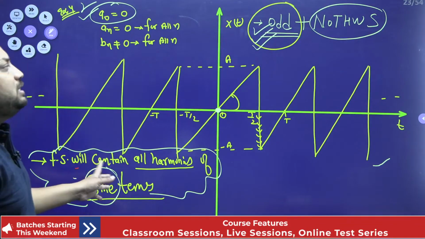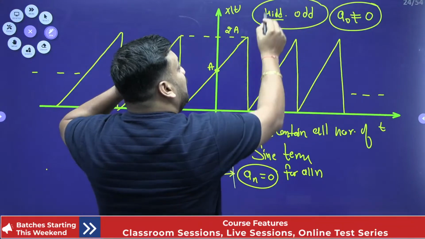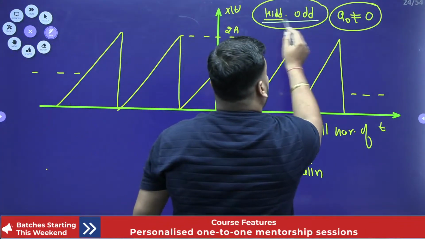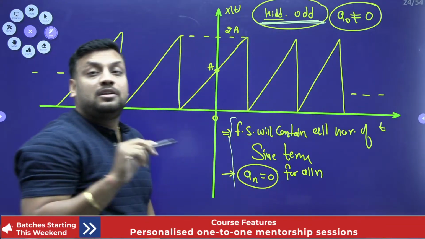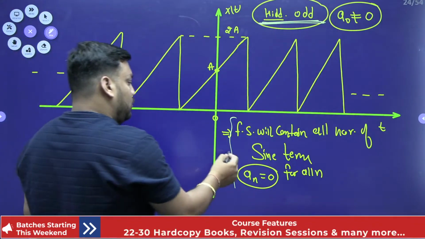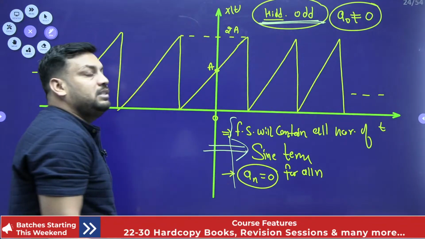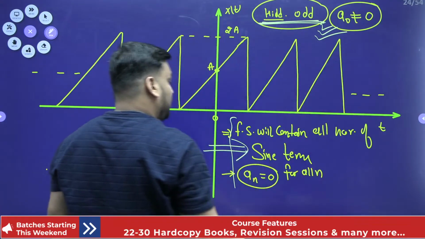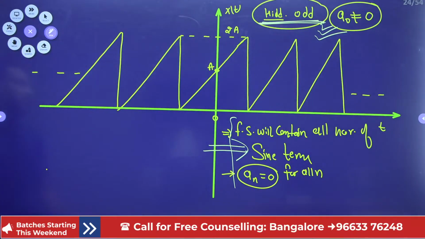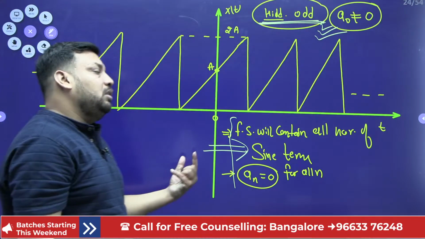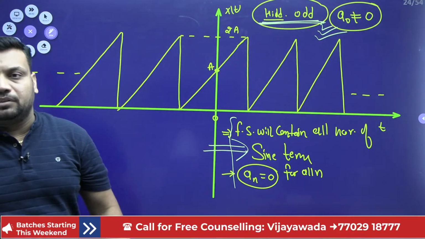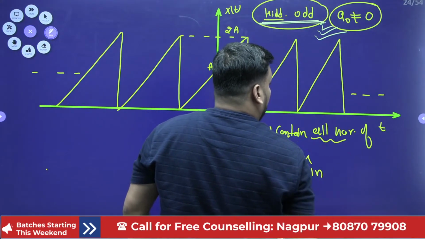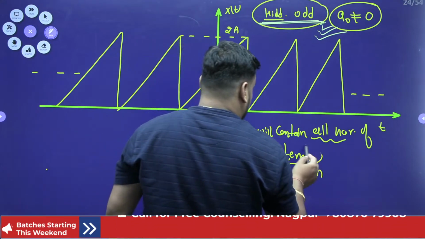But this time, because the signal is hidden odd, the A naught value is not equal to 0, sir. A naught is not equal to 0, but it will contain only all sine harmonics. All harmonics of sine term only.